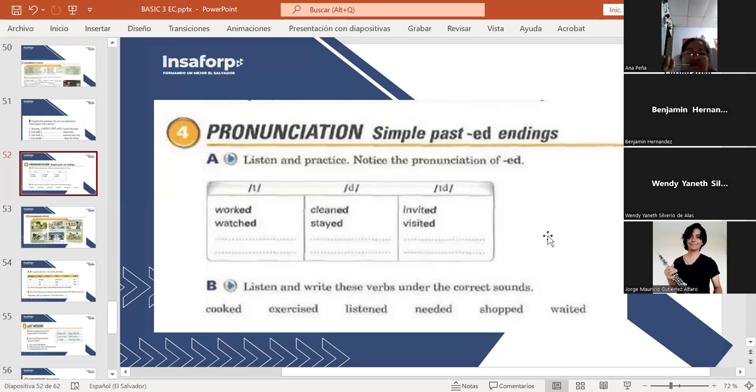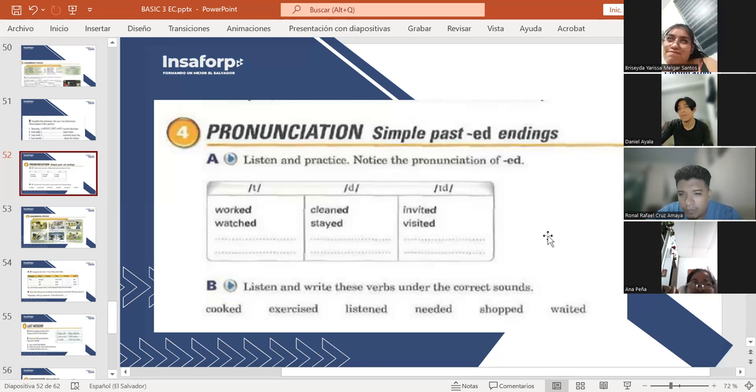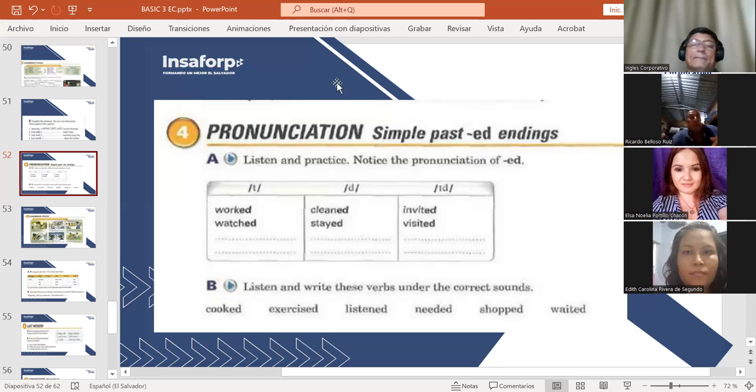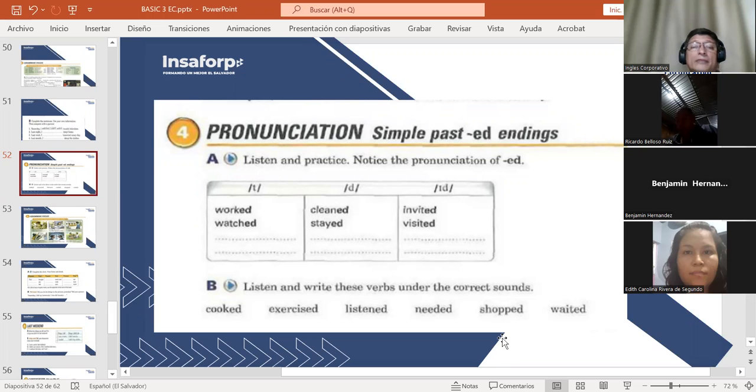Yes or no? ¿No comprende? No, sería seleccionar los verbos conforme termina. Ah, así es. Correct. La pronunciación final de los verbos regulares tiene tres sonidos. Cuando ed suena T, cuando ed suena D y cuando ed suena id. Son tres sonidos. ¿Ok? De hecho, aquí hay dos de cada sonido para que usted los pueda clasificar ahí. ¿Ok? So pay attention. I'm going to say the verbs. ¿Ok? Ready? Here we go.